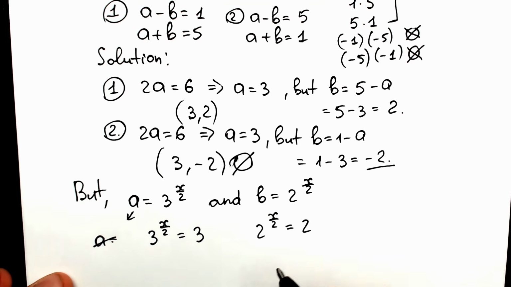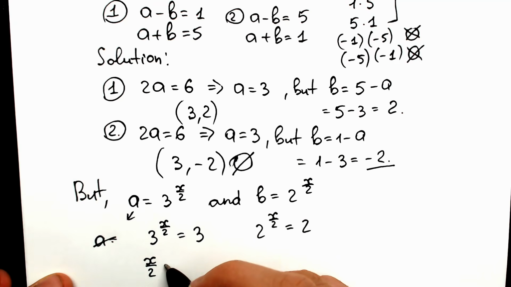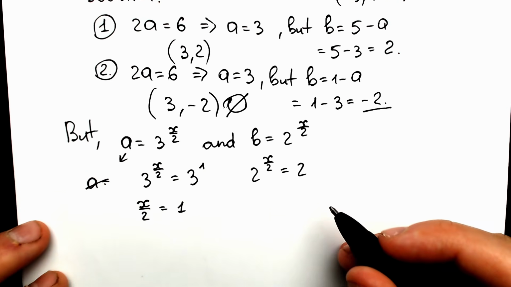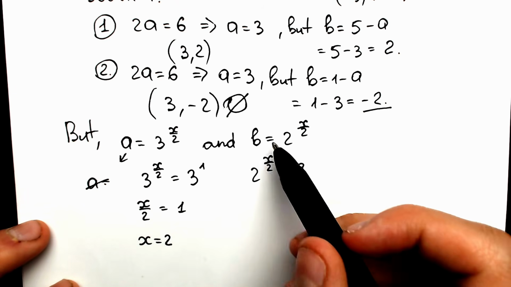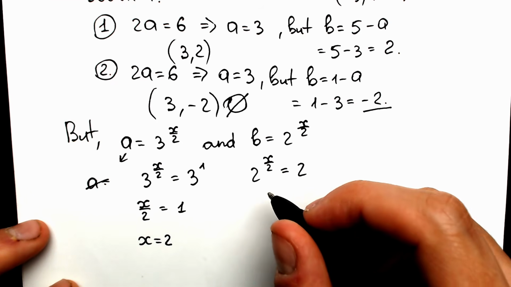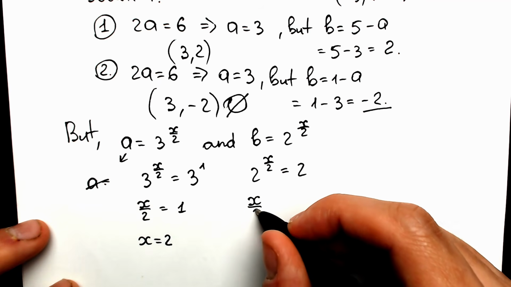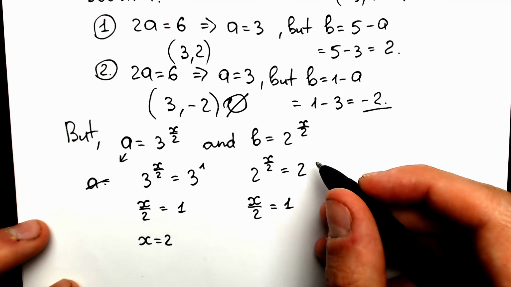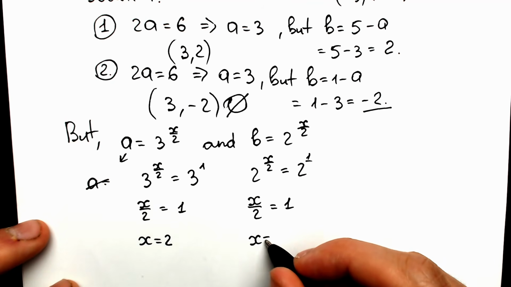So we have two equations. x over 2 equal to 1. So from here, x over 2 is equal to 3 to the power 1. This is a classic exponential equation, and x equal to 2, and this one needs to be equal to 2 as well, because otherwise we can't say that we solved this question. Yes, we have x over 2 equal to 1 as well, because 2 to the power 1, and we have the same bases, and x equal to 2.